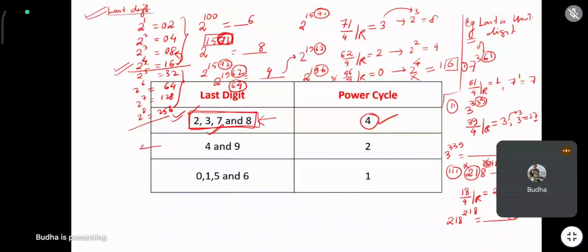So let's go for 4. When I say 4 to the power 1, it is 4. 4 square, it is 16. 4 cube, 64. 4 to the power 4, 256. Do you observe something? Every 4, 6, 4, 6 is repeating. Correct. हाँ, तो सिर्फ 2 ही है तो फिर कुछ जरूरत नहीं है.